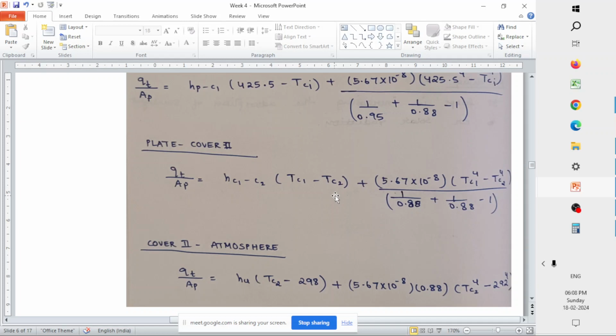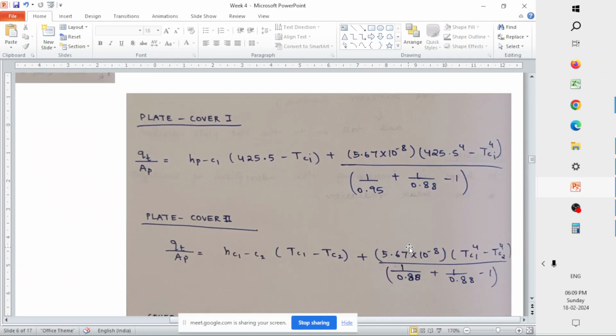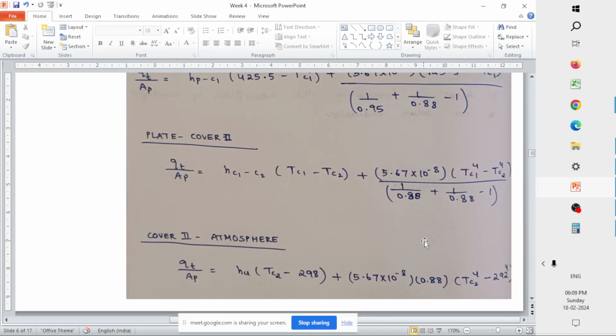Because you cannot actually measure and check, or you probably require some kind of measuring system to measure the temperature of the covers present inside your flat plate collector, that value is usually not given to us. We need to find out how to calculate TC1, TC2, and the same 5.67 into 10 power minus 8 into TC1 whole power 4 minus TC2 whole power 4 divided by 1 by 0.88 plus 1 by 0.88. The reason, as I said, why both emissivities are the same is because this is between cover 1 and cover 2.